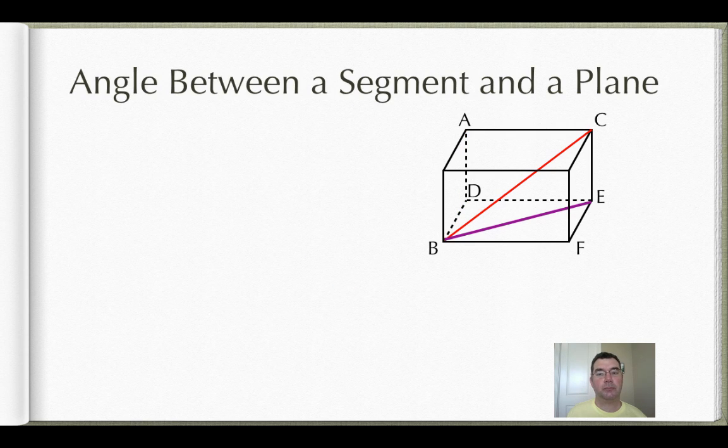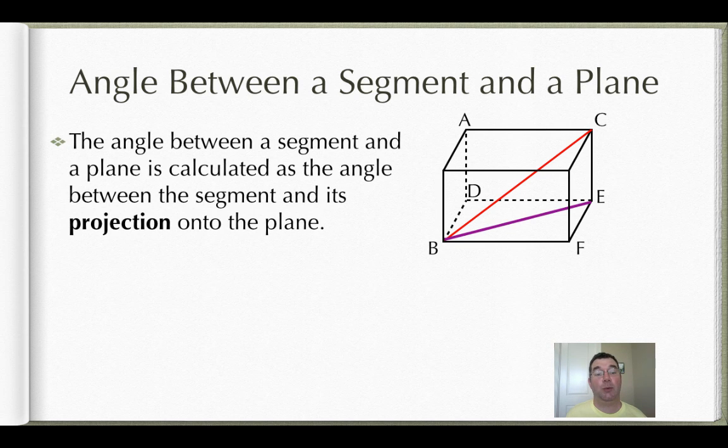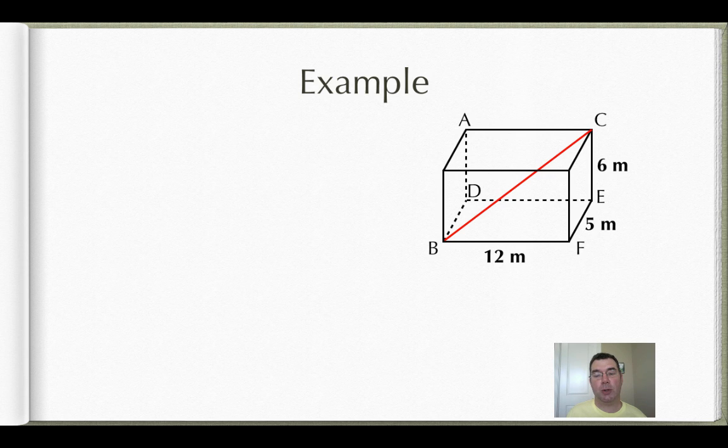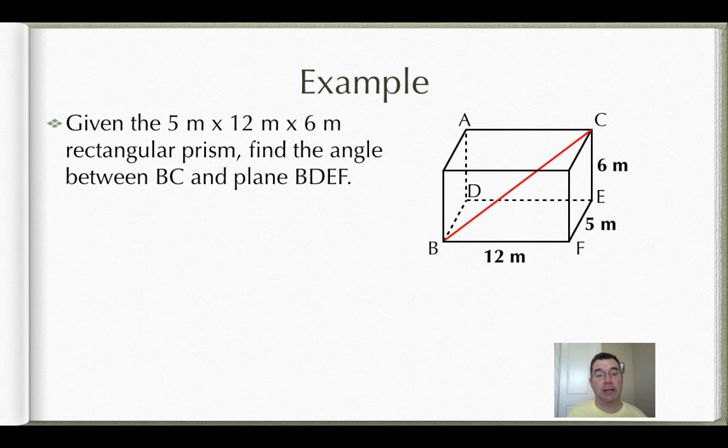Okay? So let's figure out the angle between a segment and a plane. Well, that's just the same as the angle between the segment and the projection onto that plane. Okay, so I basically need to figure out the angle between BC and BE. Okay, so let's look at this example right here. It's a 5 by 6 by 12. So I need to figure out the angle between BC and that bottom plane BDEF.